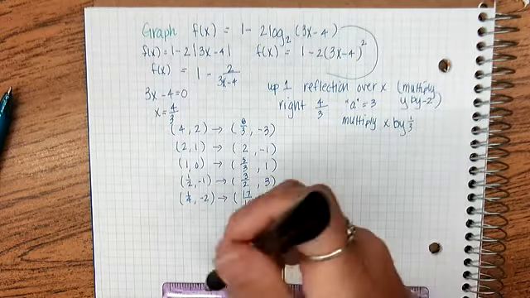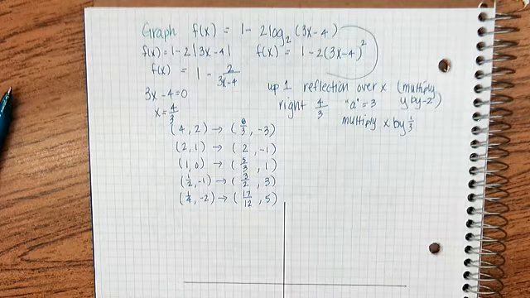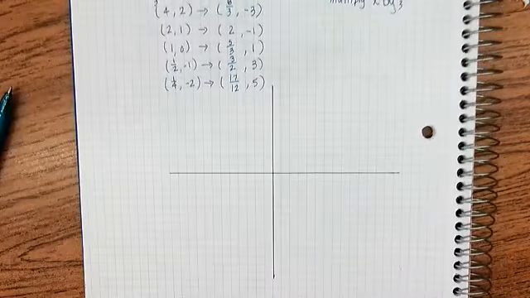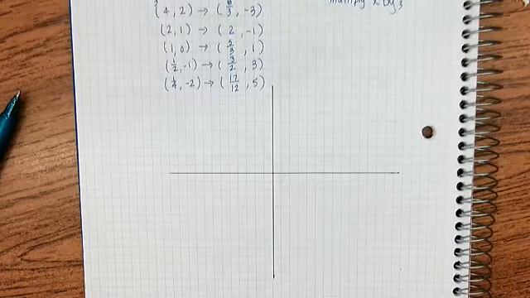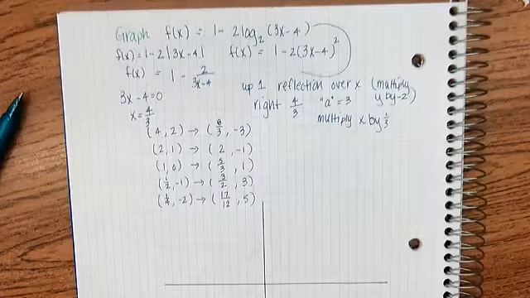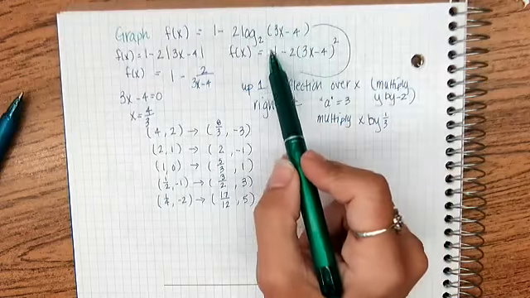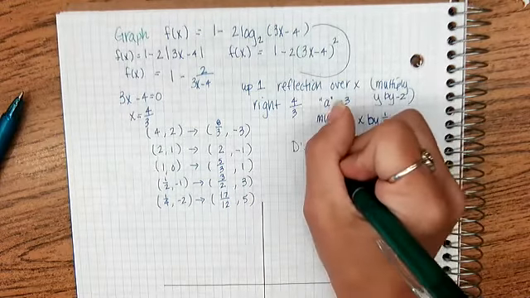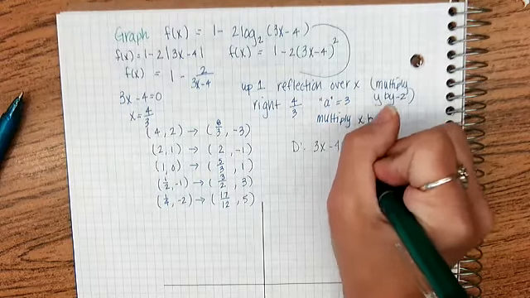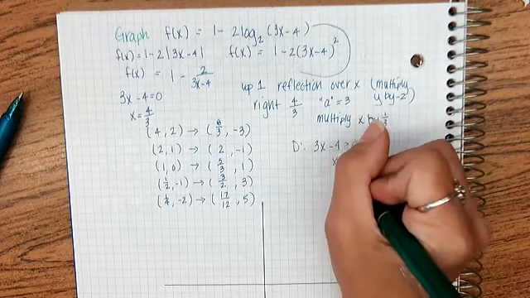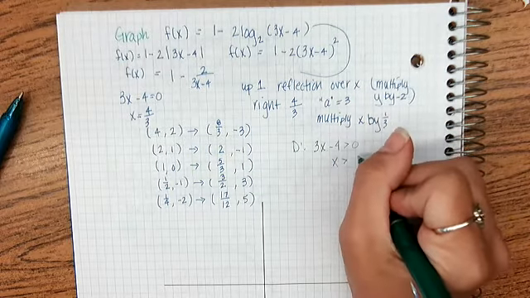And I need to find my domain and range. I skipped that. Let's find our domain and range. Okay, so the domain argument is 3x minus 4. So for my domain, 3x minus 4 needs to be greater than 0. So x is greater than 4/3.